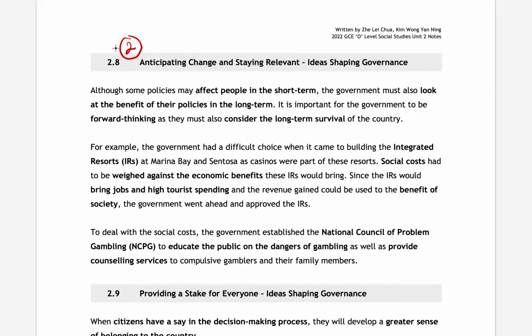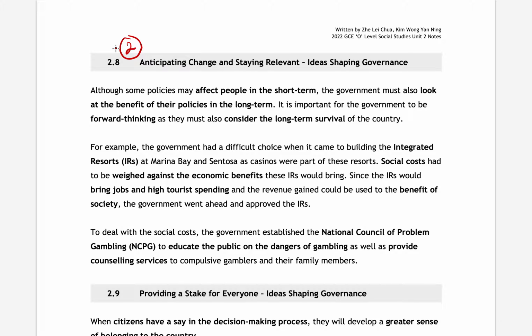Government is not just here for today and today only. They must also be forward thinking. If they don't plan ahead, if they don't make decisions that benefit the future, then the country itself will never prosper because they are not ready at all for the future.